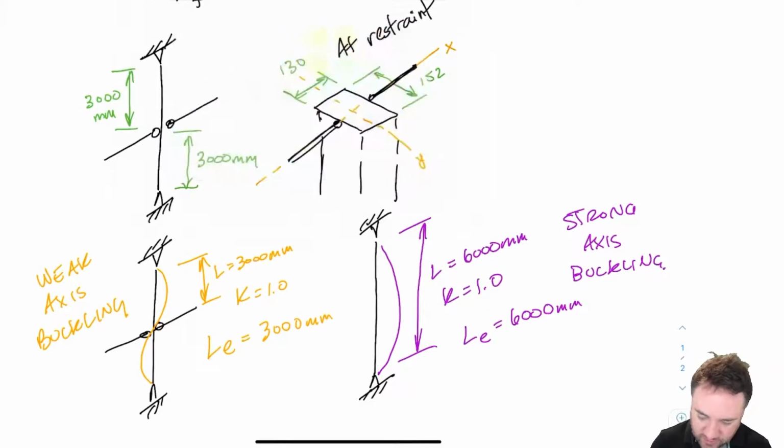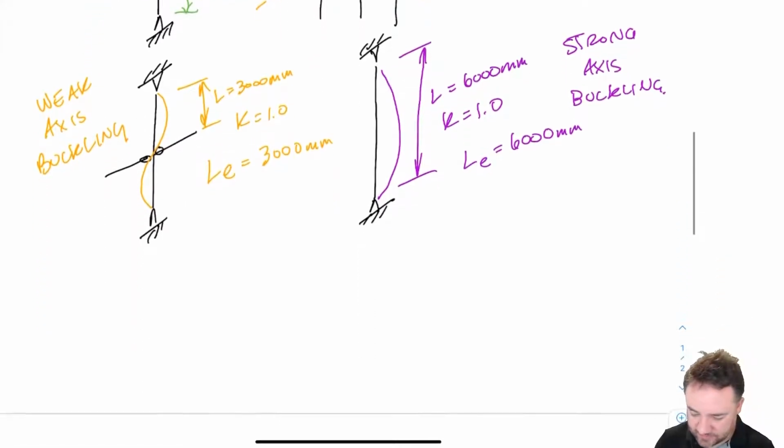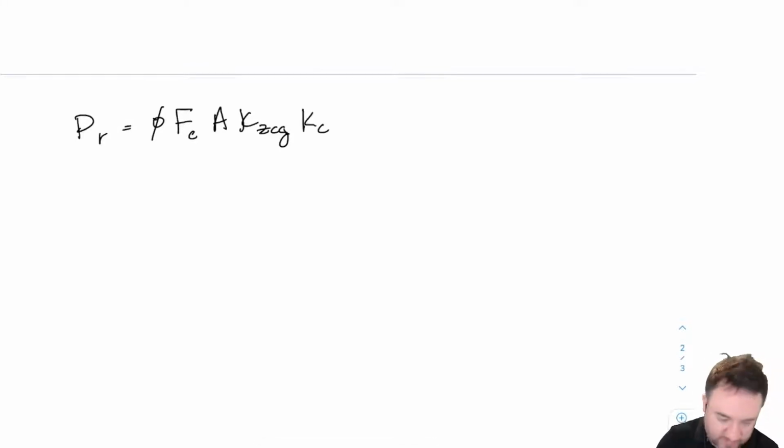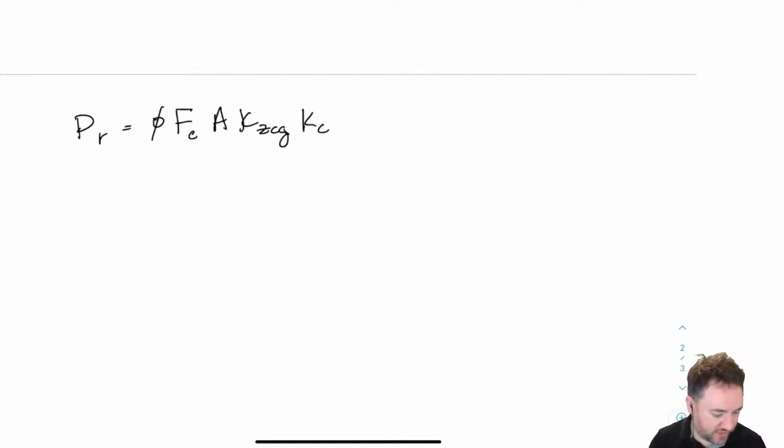So now let's review the governing equations for calculating column strength. We have PR equals phi capital FC A KZCG. For lumber, it just says KZC, and for Glulam, it says KZCG and KC, which is my slenderness factor. And we can start figuring out what these are.